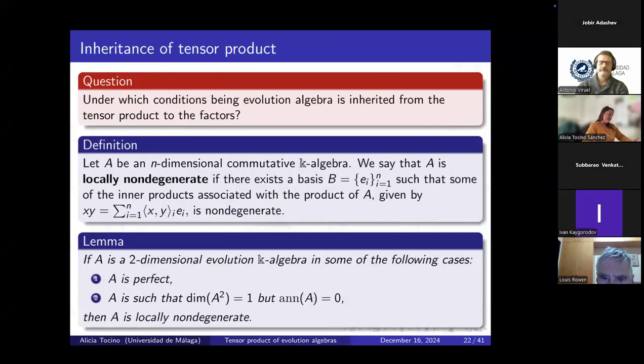More properties of the tensor product. So we want to answer the question: under which conditions is being an evolution algebra inherited from the tensor product to the factors? In order to answer this question, we have to define what a locally non-degenerate algebra is.